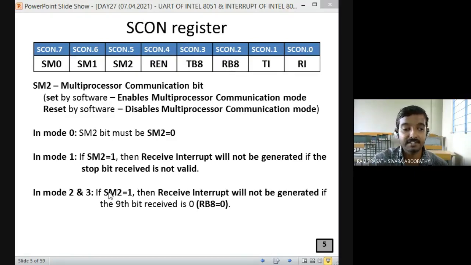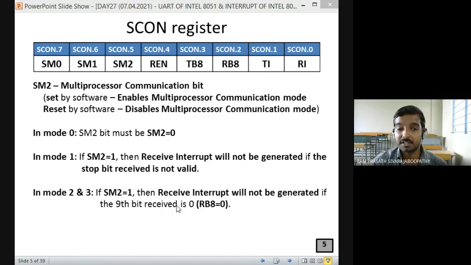Fine. If RB8 is 0, then the receive interrupt will not be generated. Kindly understand this. If I enable the SM2 bit, that means if we have set the SM2 bit, the interrupt will not be generated in the condition where the 9th bit comes as 0. Okay, then when will the interrupt be generated?